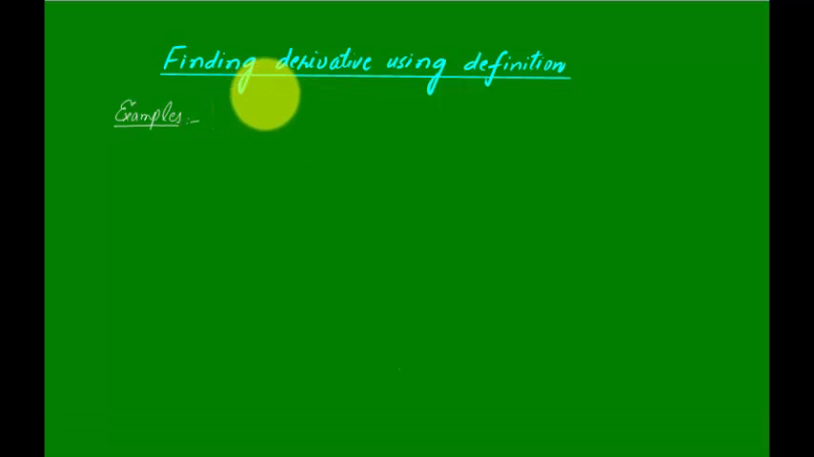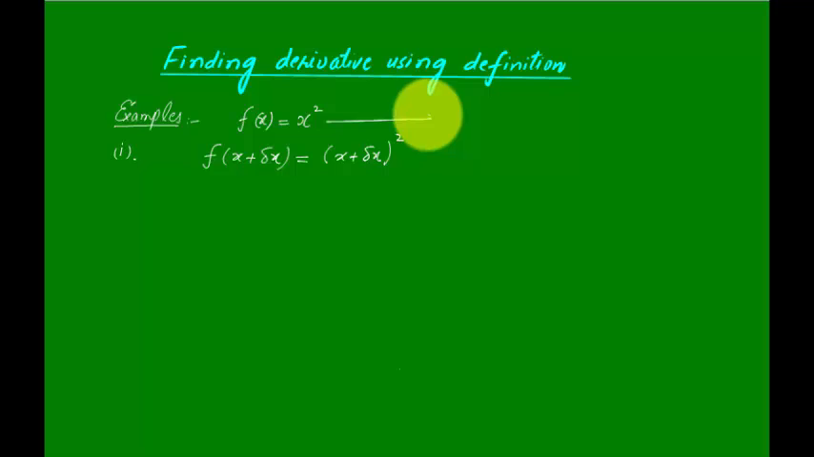We have given f of x is x square. It's a simple problem. By using the methodology, as the first step, we find f of x plus delta x. We can write it as f of x plus delta x, where x is replaced by x plus delta x, and this becomes x plus delta x raised to power 2.